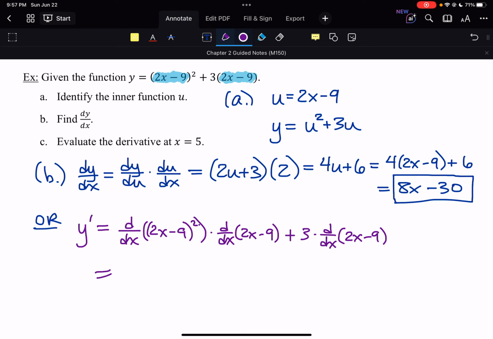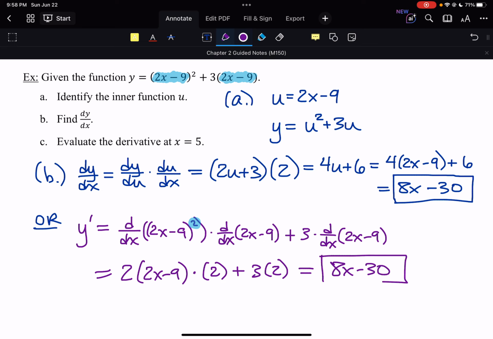for this one, we would bring down the 2, and we would be left with a 1, right, because of the power rule. So we perform the power rule on this. We leave the inside alone, times the derivative of the inside, which is just 2, plus 3 times 2. So we get, again, 8x minus 30.